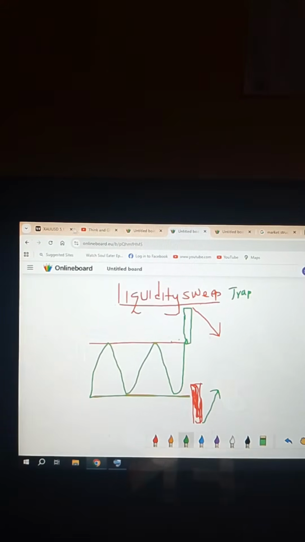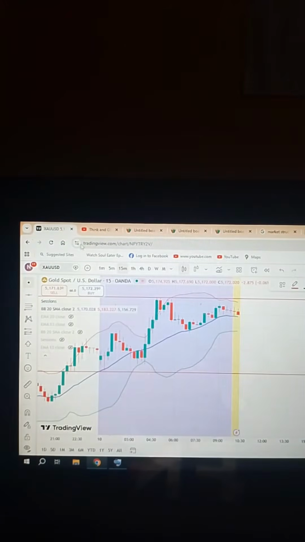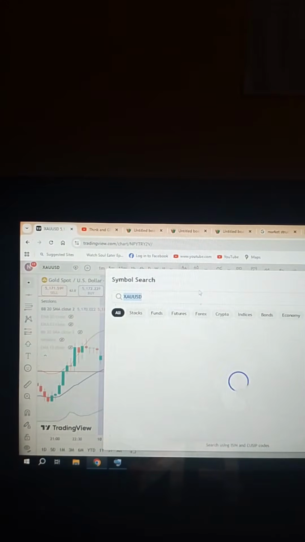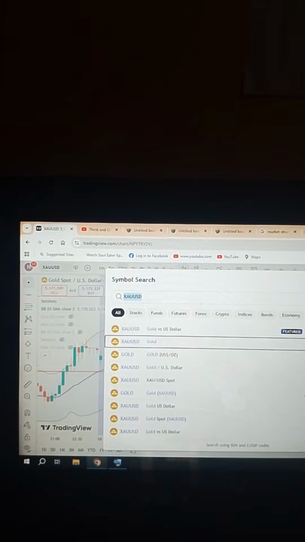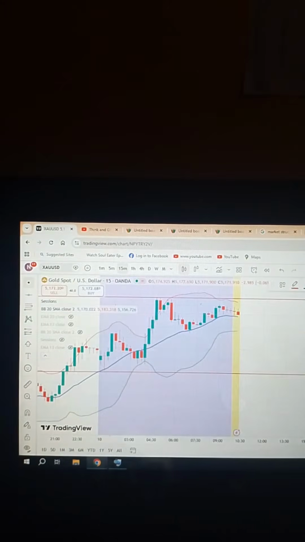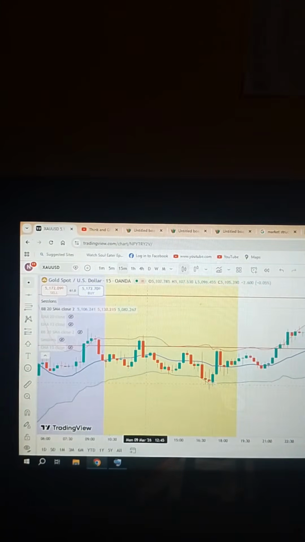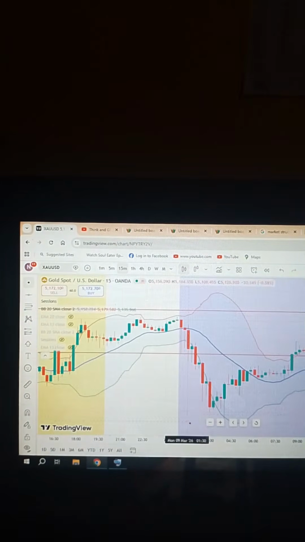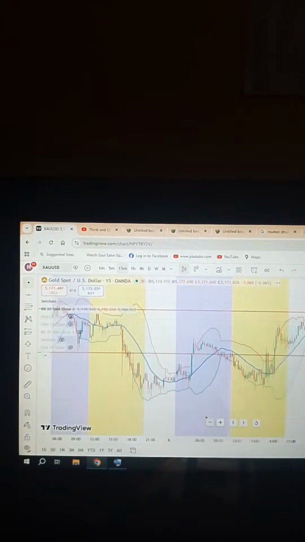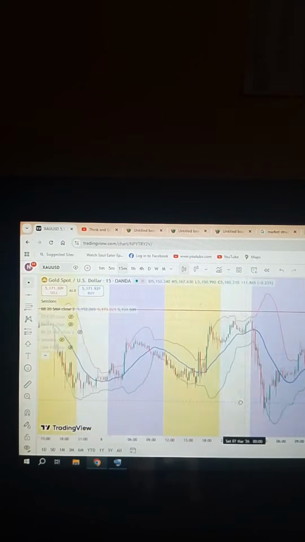So, let me show you something here. Bollinger Band really works well with this. Like, whenever the market is going to sweep liquidity at the low of Asia, that's when, like this example here. I want us guys to understand this.